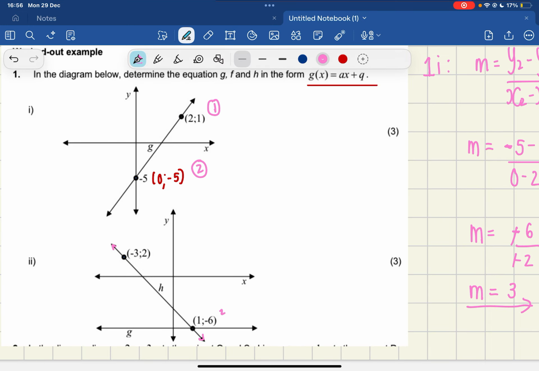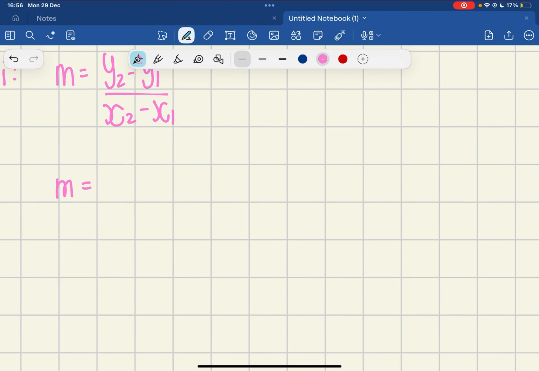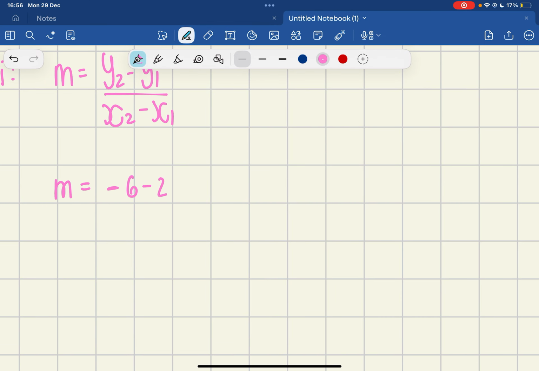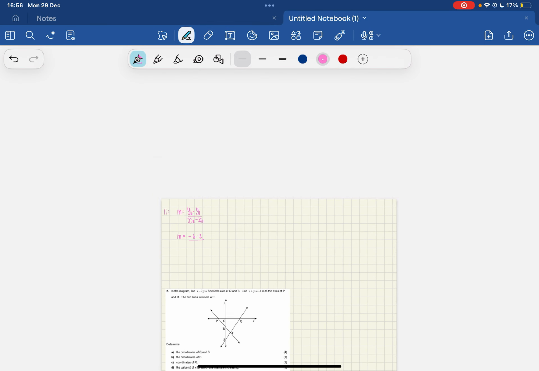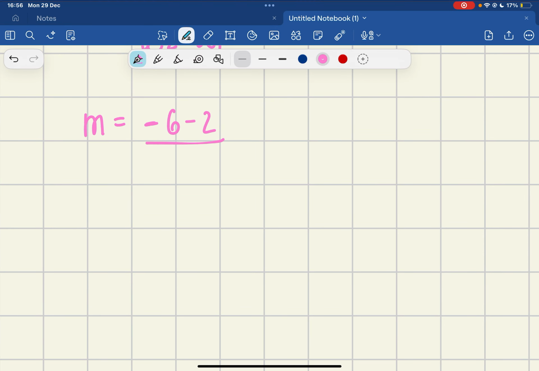So let's just make this 2 and let's make this 0.1. Okay, so we'd have -6 minus 2 over 1 minus -3. So therefore m is equal to -8 over 4. m is equal to -2. Does it make sense?